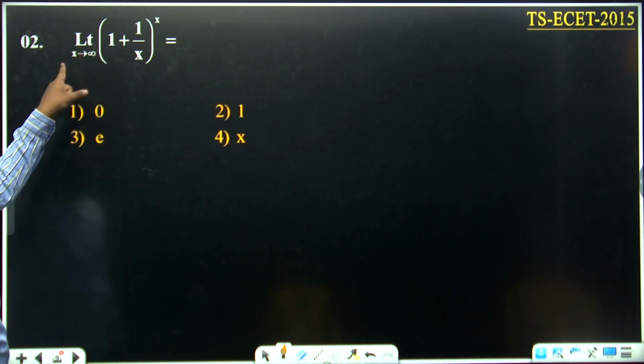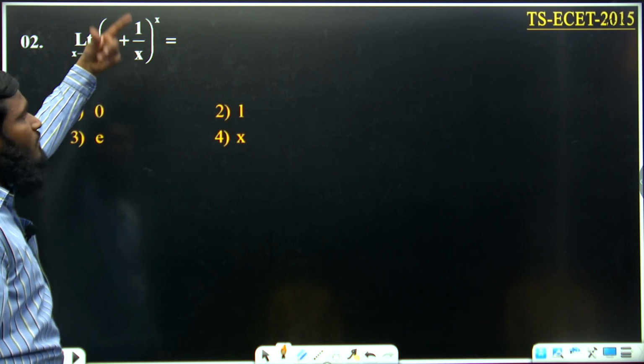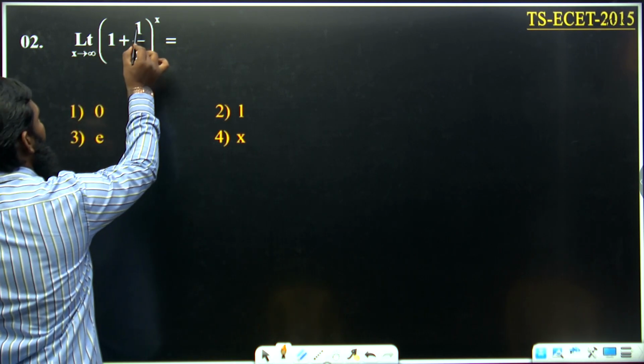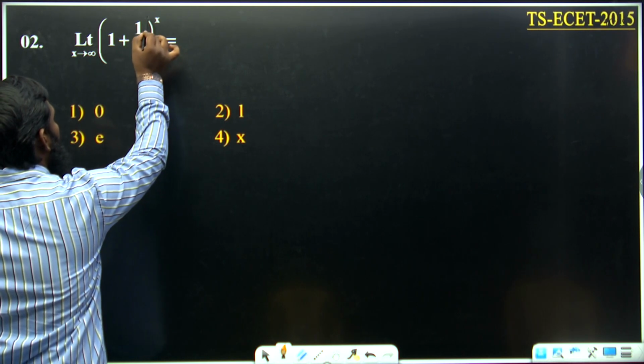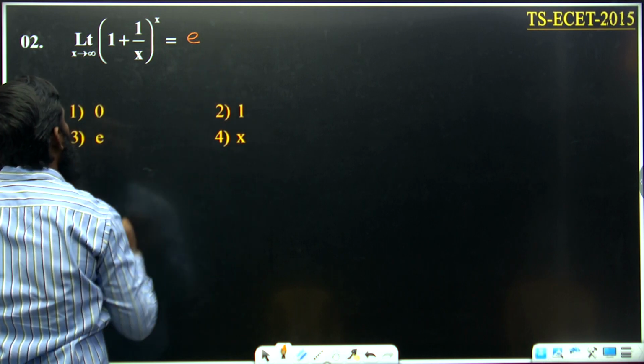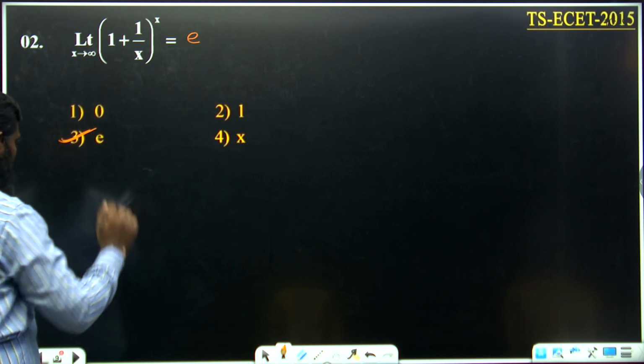Now next, limit x tends to infinity, 1 plus 1 by x whole power x. Again it is looking like the same formula over here. So what is a value? A value is equal to 1, b value is equal to 1. What is the answer? E power ab means e. Answer is e, option number 3.